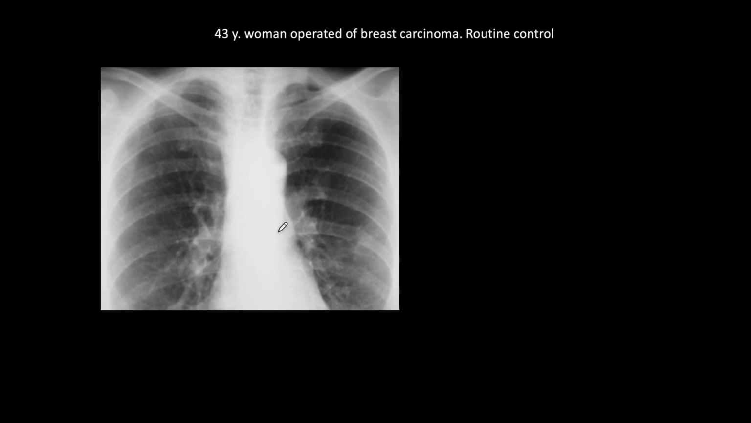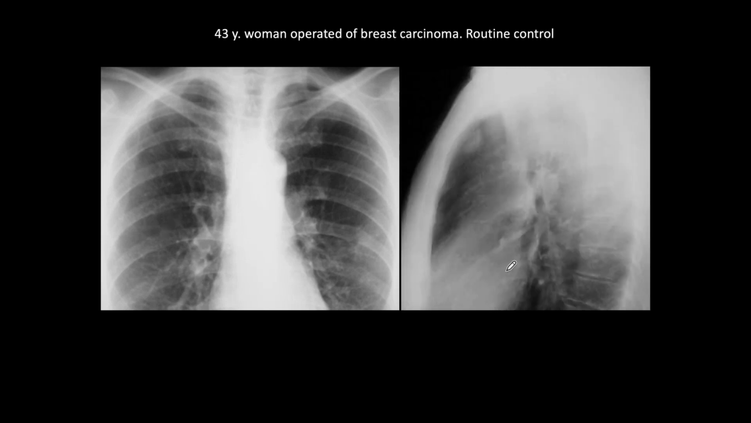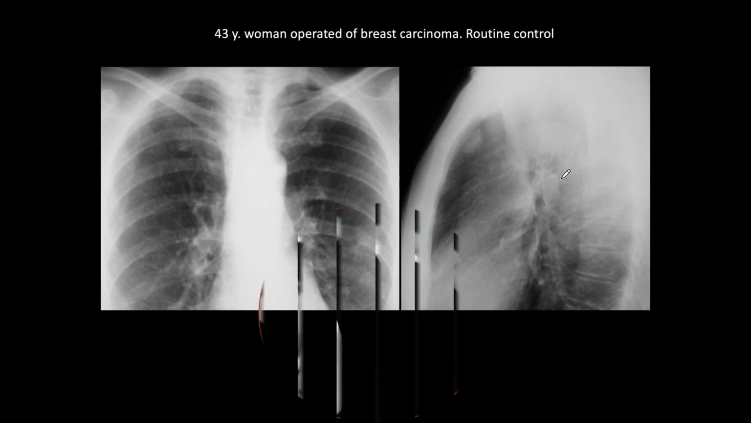This is a partial PA film in a 43-year-old woman who was operated on for a breast carcinoma some time ago, and this is a routine control. We don't see, or at least I didn't see, any abnormality in this patient. However, if we take a lateral view, I'm sure you at home will see the abnormality readily, because there is a rounded, more like elongated lesion behind the sternum, and it has the appearance of being extrapulmonary.